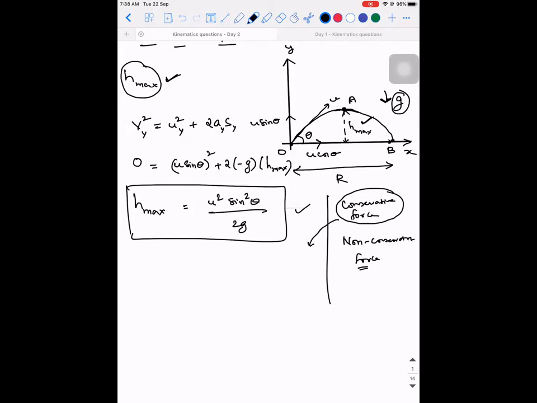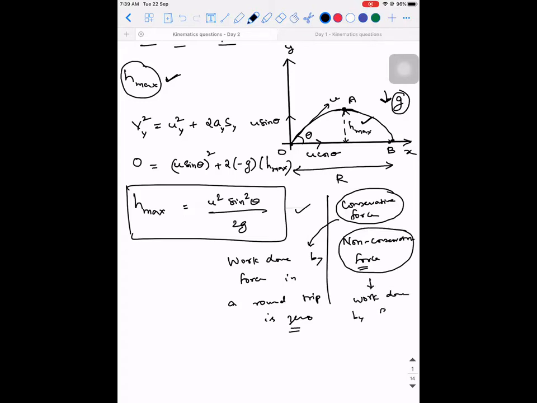So a conservative force is one where the work done by the force in a round trip is 0. You know this, right? Work done by a force in a round trip is 0. Similarly, when you talk about a non-conservative force, the work done by the force in a round trip is non-zero. Can you give me some examples of conservative force?